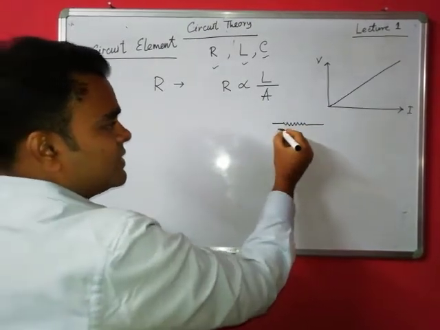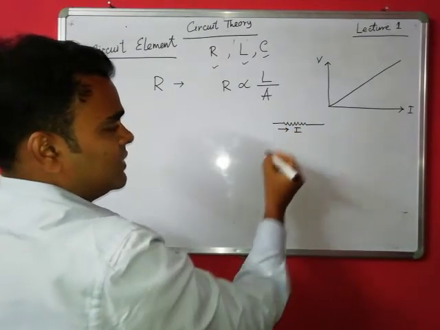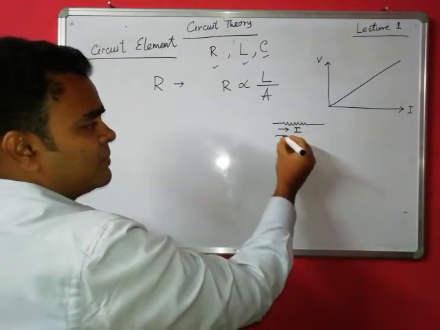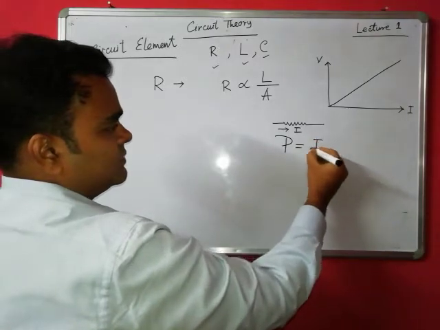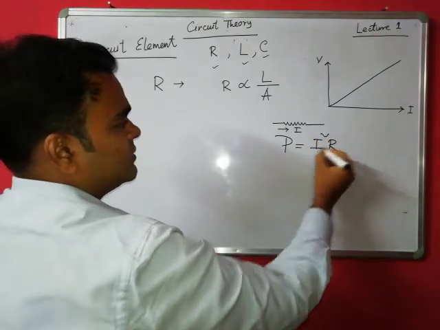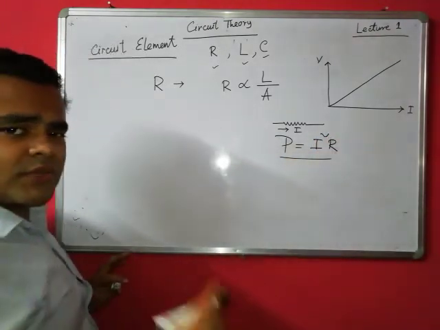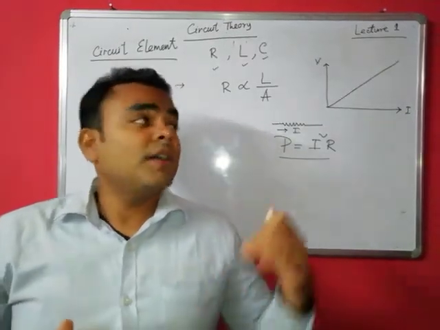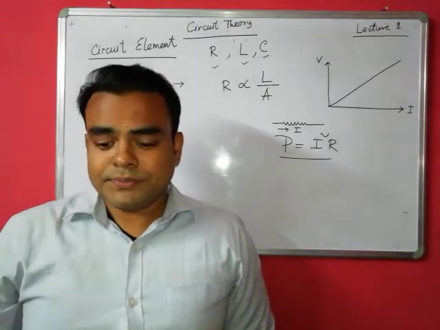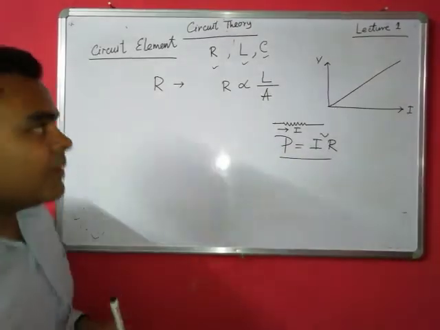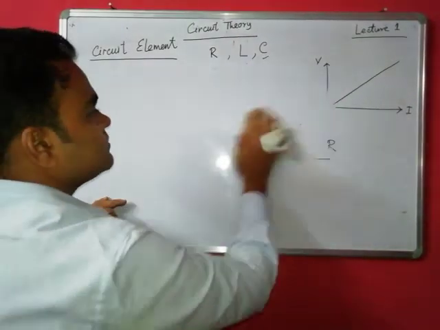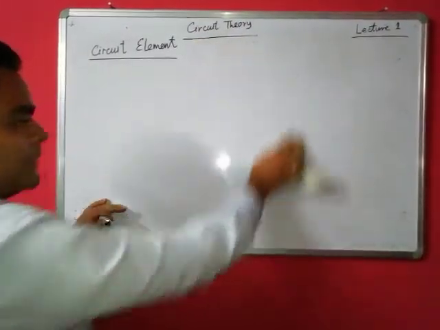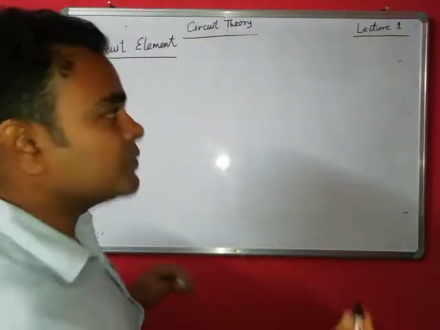And whenever a current is flowing through a resistance, there will be a power loss. The power loss is I square into R. So that is enough for the resistance. Right now we'll concentrate more on inductor and capacitor. Let's move on to inductor.